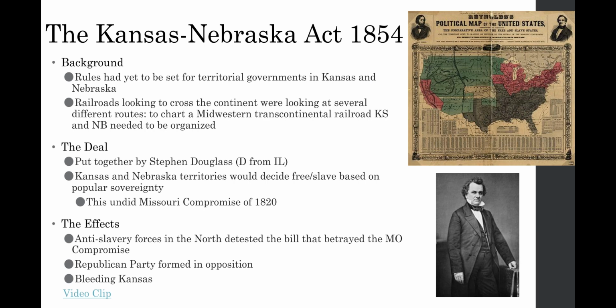So that's kind of the backdrop. It's kind of complicated politically, but it's really just to do something to help the pro-slavery Southerners in the Democratic Party pass this bill that was going to get this railroad built. But the repercussions are what's more important.